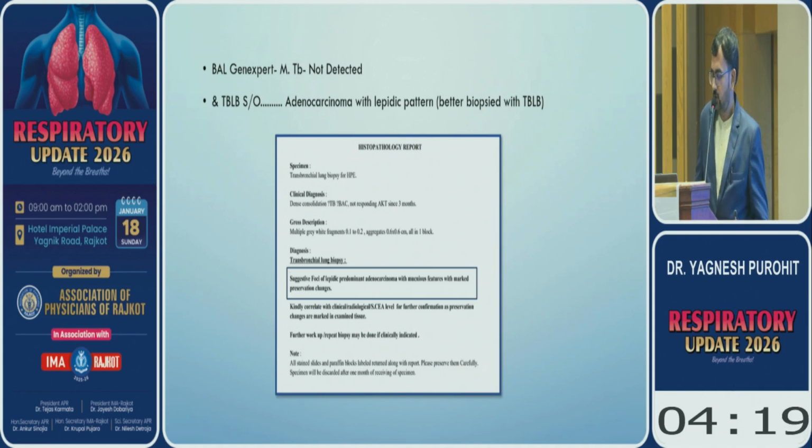Then she was referred to oncologists, has taken multiple chemo, multiple ups and downs, and finally she succumbed after 2 to 3 years. But the take-home message was that GeneXpert is not always reliable, specifically when the bacterial load is very low. So we should definitely go with the FB culture also simultaneously, and this is how we can take the biopsy.